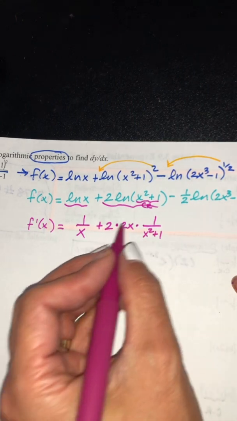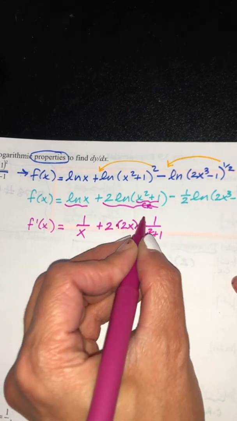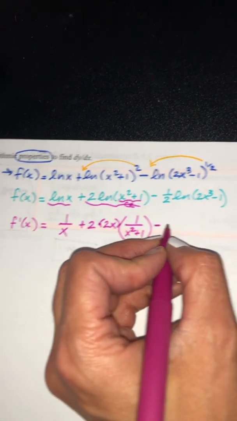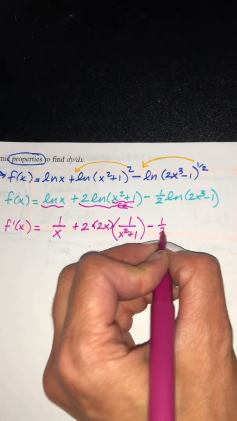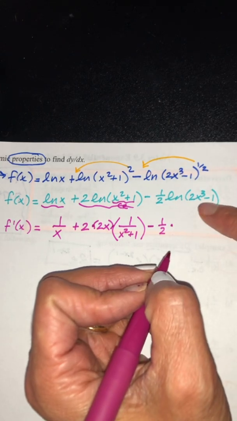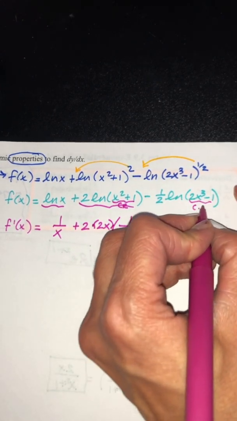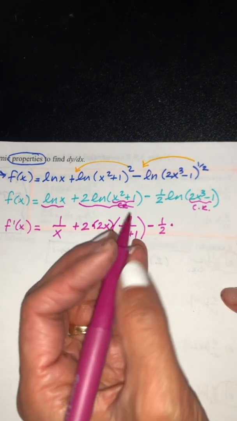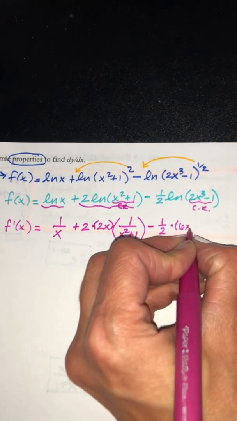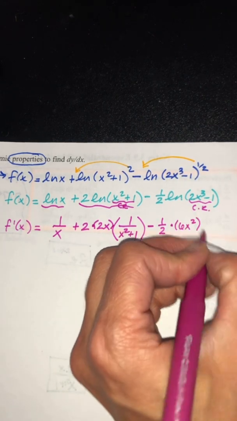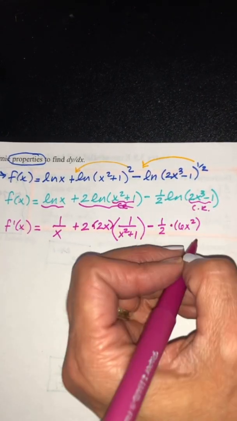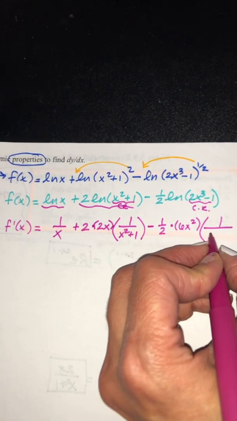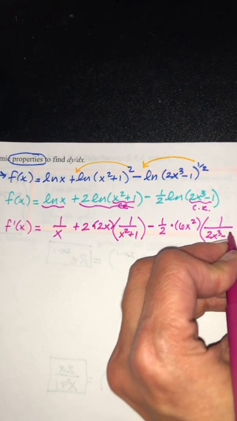Okay, so I'm going to change these to parentheses because that looks better. Minus 1/2 times, I need to take the derivative of the inside. I'm going to have to use chain rule. So the derivative of 2x to the third minus 1 would be a 6x squared. And then the derivative overall, the natural log, well, that will turn into a 1 over 2x cubed minus 1.